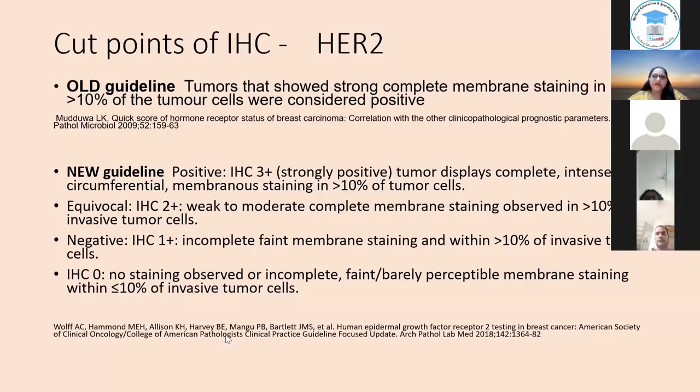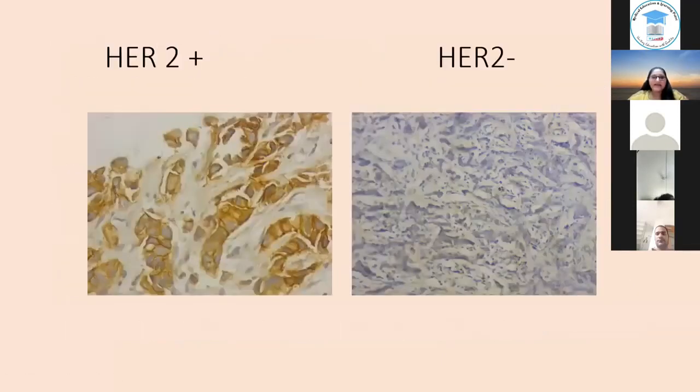So for routine IHC of breast cancer, 1 plus is negative and 3 plus is positive. This is the latest guideline we all follow. And please keep in mind, IHC positivity for HER2/neu is always membranous positivity. This is a beautiful picture of 3 plus. We can see a beautiful membranous positivity in these cancer cells, a crisp, clear-cut outline of membranous positivity. And here the cells are negative for that.